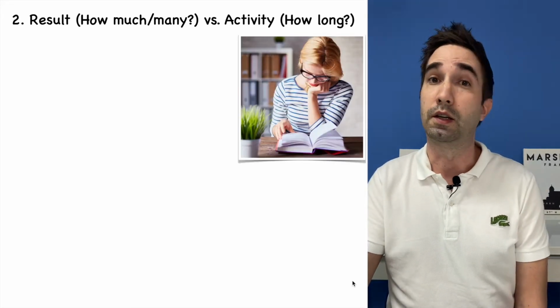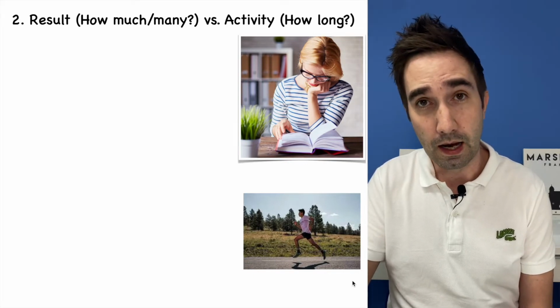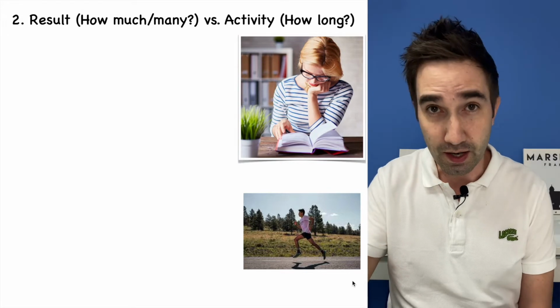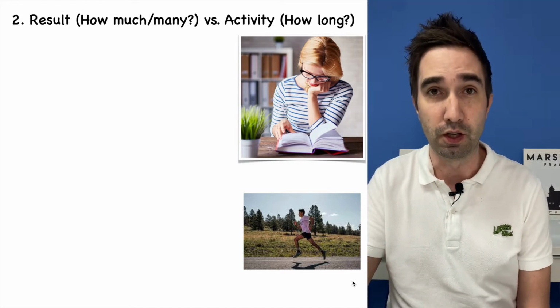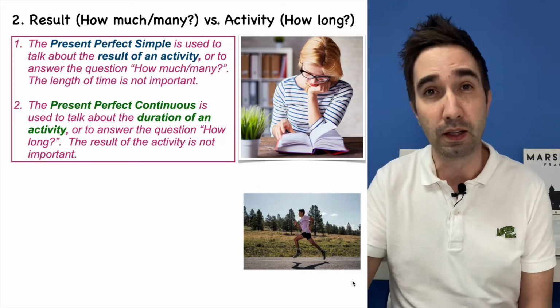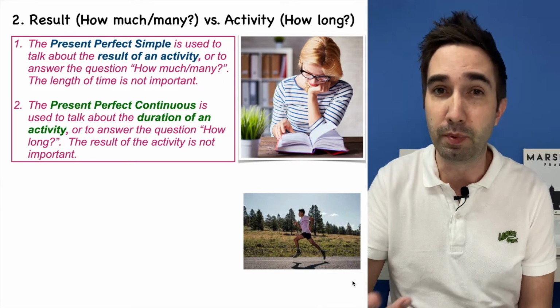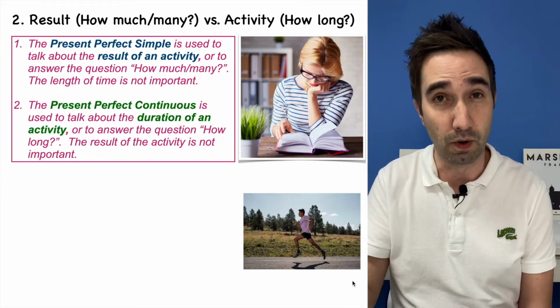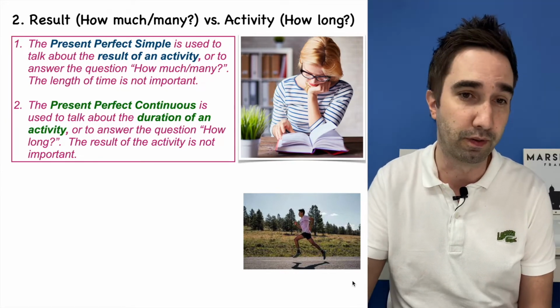So let's take a look at this girl and this guy, right? What are they doing? Oh, she's reading, he is running. So here we're just using present continuous. But if I want to talk about how long they've been doing that or how much of that they've been doing, in that case I need to use different tenses, right? Present perfect simple or present perfect continuous.